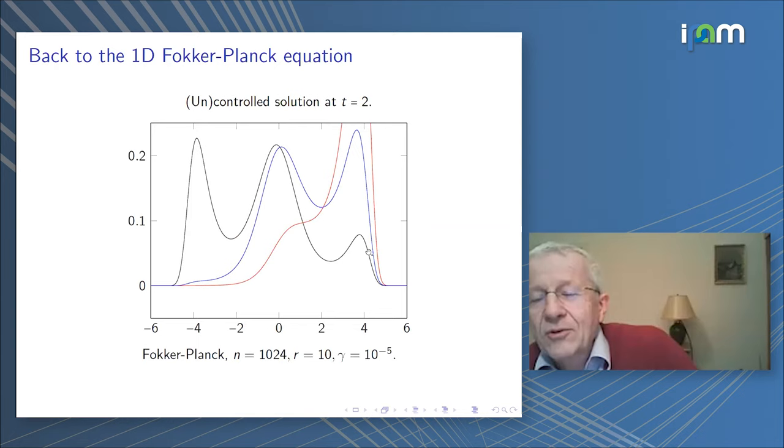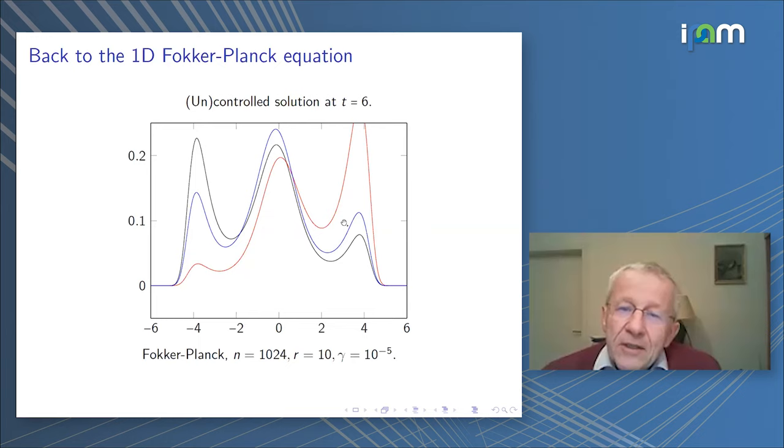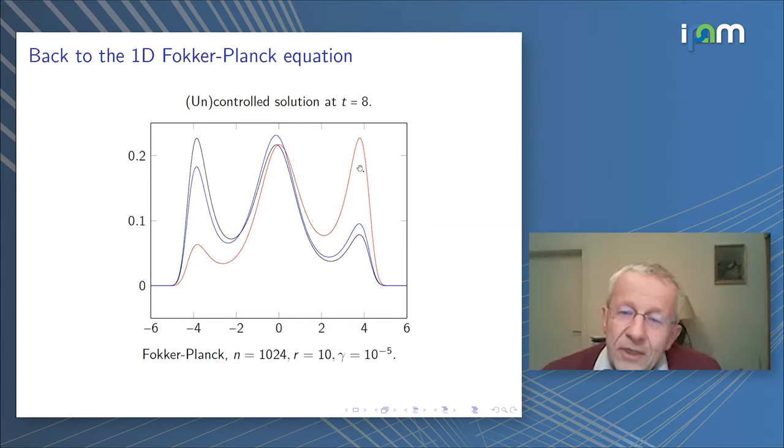But I'm sure this way it will work. The black one is the steady state. The red one is the uncontrolled solution, but we want to speed it up by control. That's the blue one. All right, then we go and go. And the blue one has almost made it. The red one, you wait forever. All right, so that's the issue.